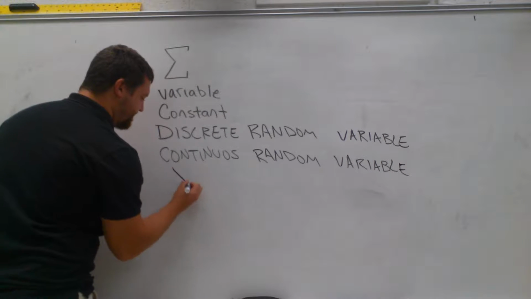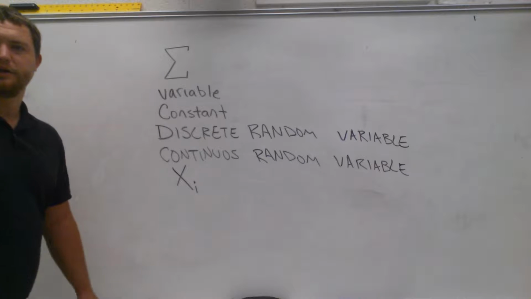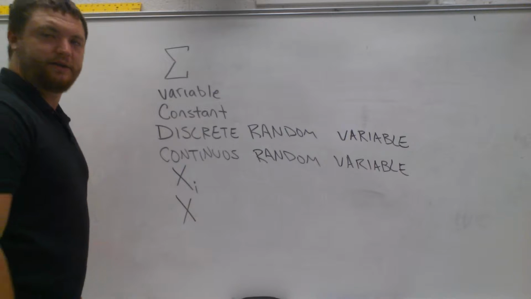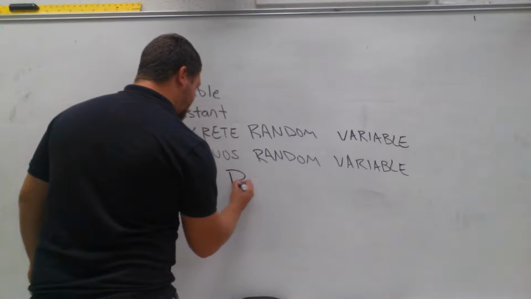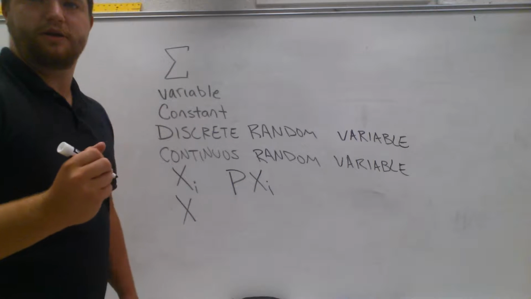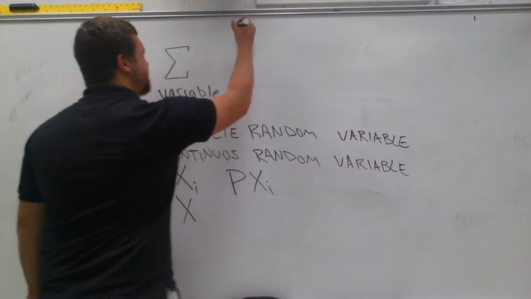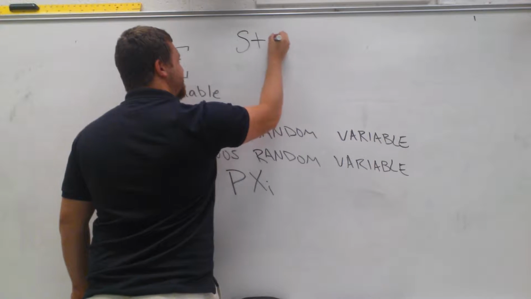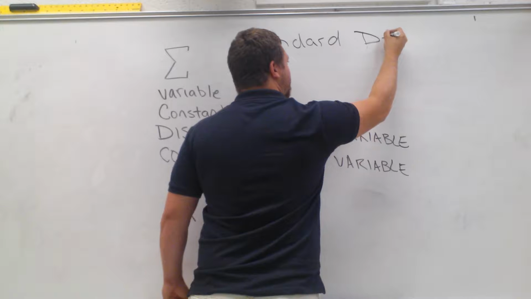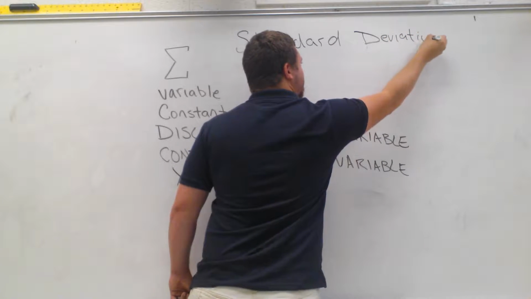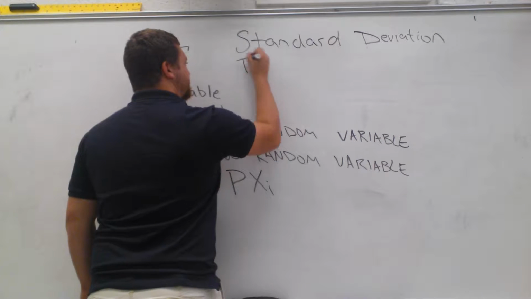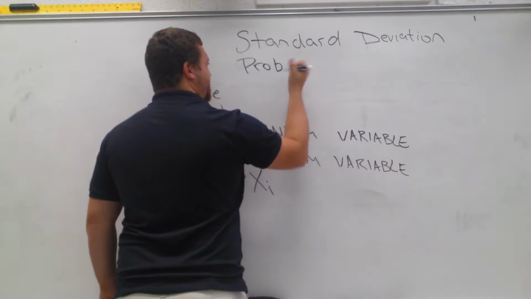I'm going to tell you what this x sub i means. I'm going to tell you what x means. We're going to talk about what P of x sub i means. And we're going to talk about two more words and I'll leave you alone. Standard deviation. And then we're going to pull it all together and talk about a probability distribution. That last one will be kind of putting all this together.